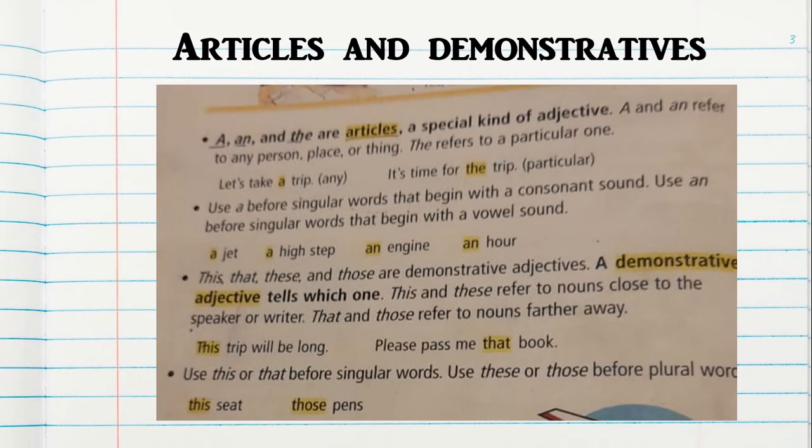Articles and demonstratives. A, an, and the are articles, a special kind of adjectives. Remember, we saw that last class on Zoom. A and an refer to any person, place, or thing. The refers to a particular one. Let's take a trip. Any trip. It's time for the trip. Particular. Now we know which trip we're talking about.